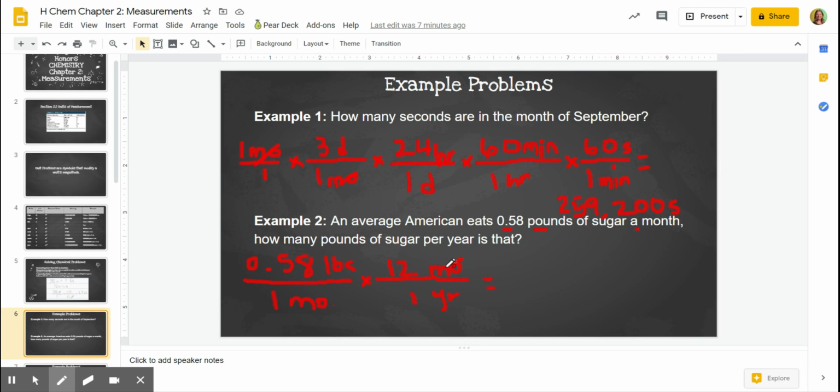Okay, months have canceled out, and now I can look at the units that I have left. I have pounds per year after those months canceled out. So I'm going to do 0.58 times 12, and I get 6.96, so almost 7 pounds of sugar per year. That's a big bag of sugar. 6.96 pounds per year.